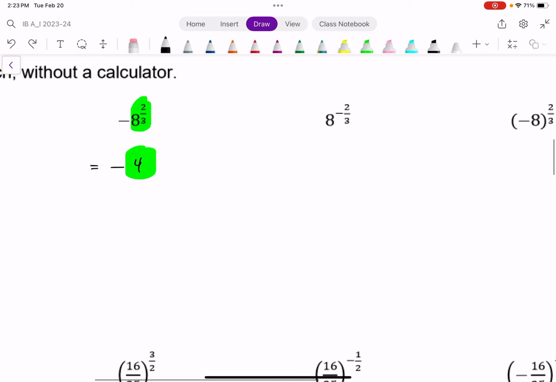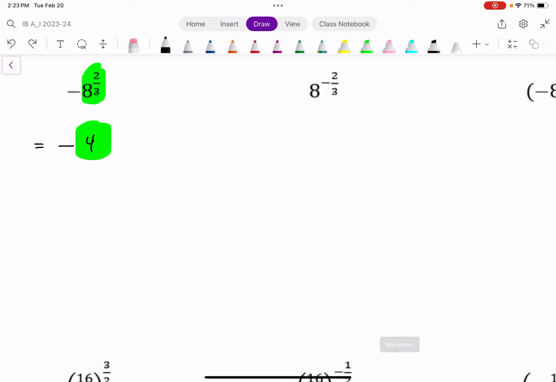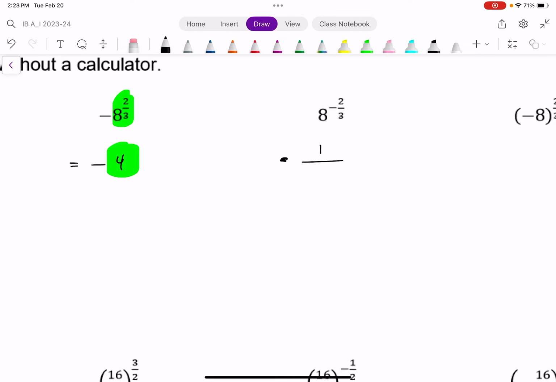If the negative's in the exponent, well, that means this is the equivalent of 1 divided by 8 to the power of 2/3. Right? A negative exponent can be written as a positive power, but the reciprocal of it. And then again, 8 to the 2/3 equals 4. So this equals 1/4.